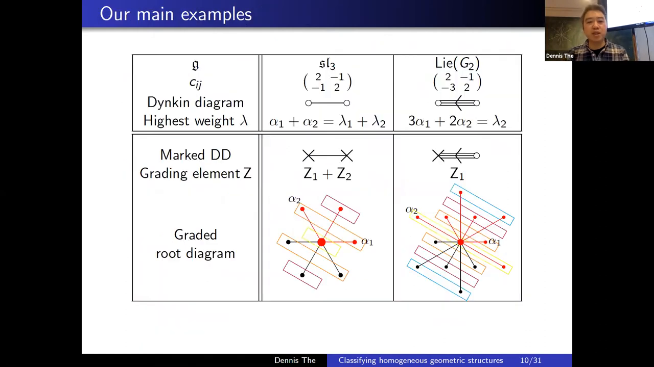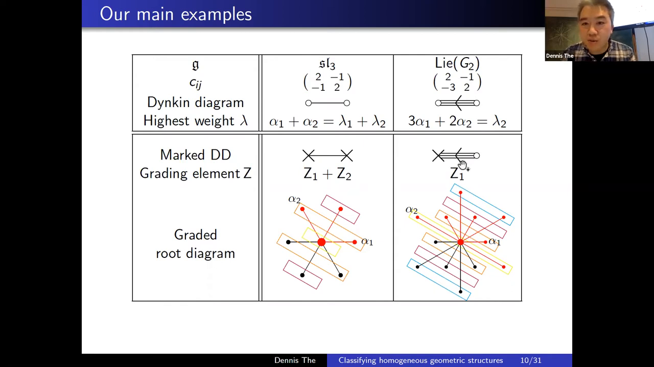So we have some pictures here. We went through most of this SL3 stuff last time, but this is the data for G2. So here's our Dynkin diagram, Cartan matrix. This is the highest weight or highest root, the one corresponding to the top right here.